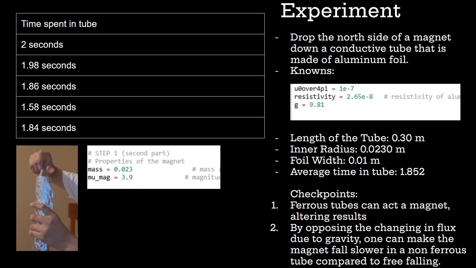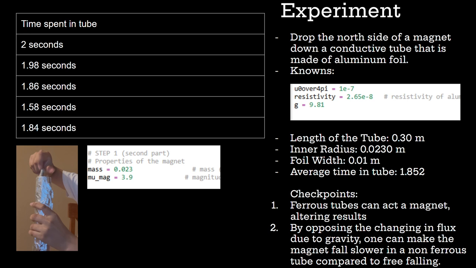What we know is some of our constants, like 1 times 10 to the negative 7. We know our resistivity of aluminum, because this is an aluminum tube, just 2.65 times 10 to the negative 8. We have our gravity constant, which is 9.81. And then we have our known length of the tube, which was 0.30 meters, as it was 30 centimeters. The inner radius of the cardboard tube on the inside is 0.0230 meters, and the foil's width is 0.01 meters.